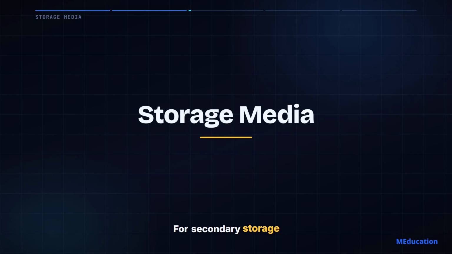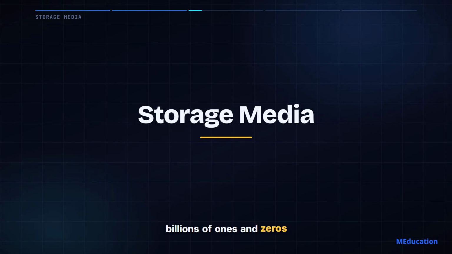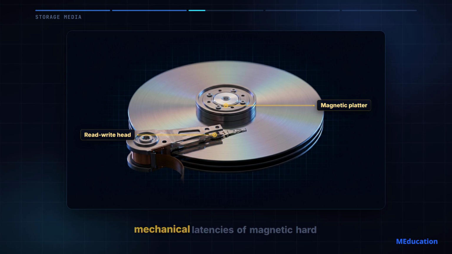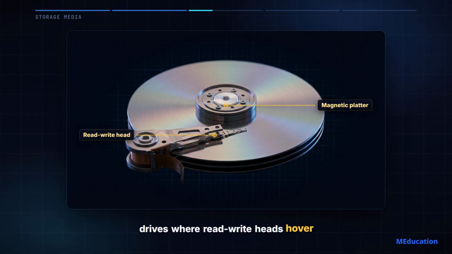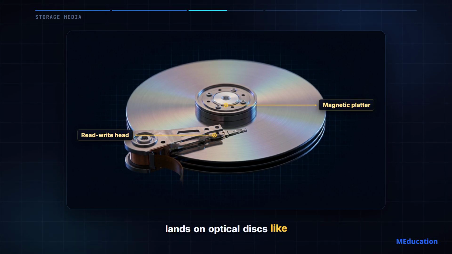For secondary storage, you need to understand exactly how the hardware physically represents billions of ones and zeros. You will step through the mechanical latencies of magnetic hard drives, where read-write heads hover microscopically close to spinning magnetic platters. You will see how lasers read tiny physical pits and lands on optical discs like CDs, DVDs, and Blu-rays.